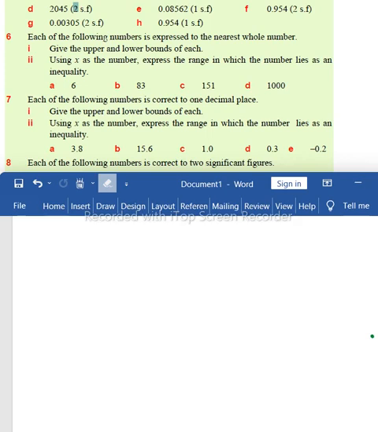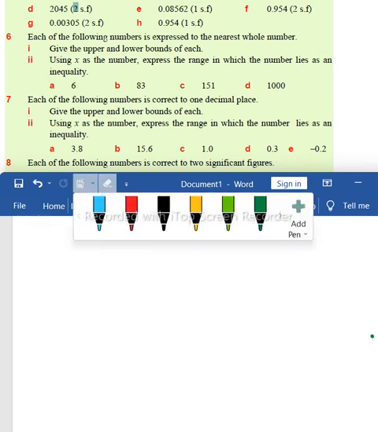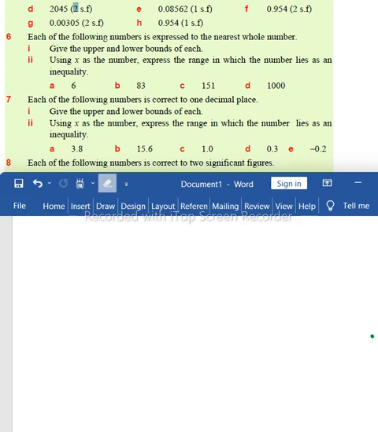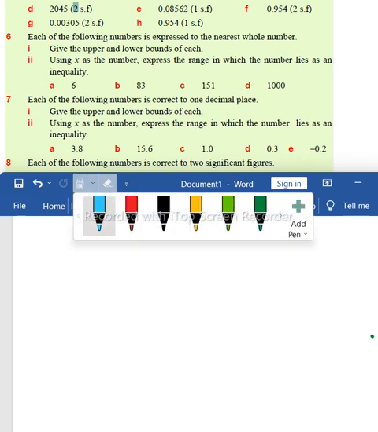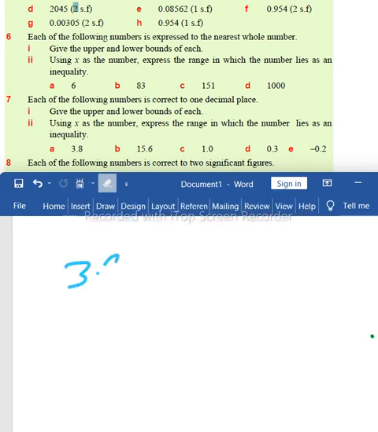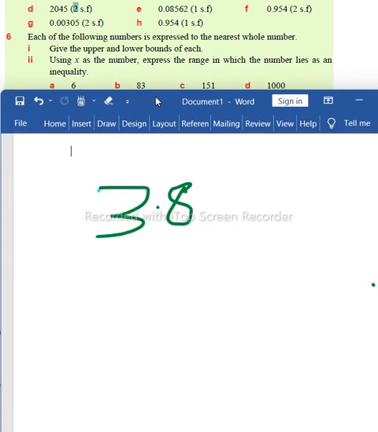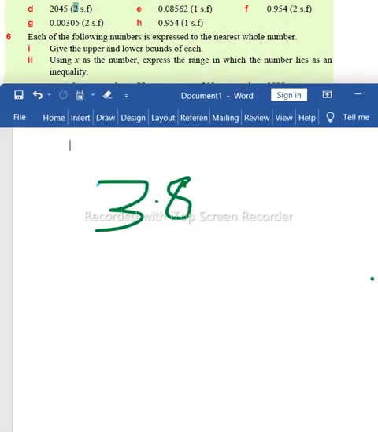Let us do A. A says 3.8. Sorry, let us cancel and write again. So this is the question, and first let us find the lower bound of this number.